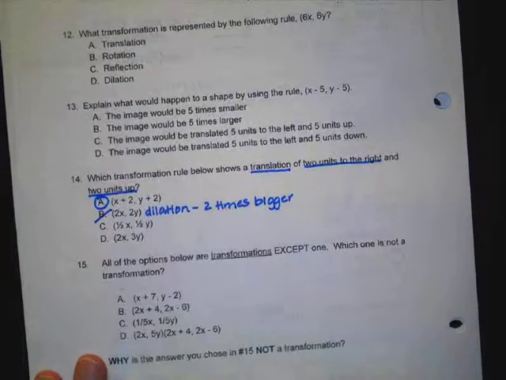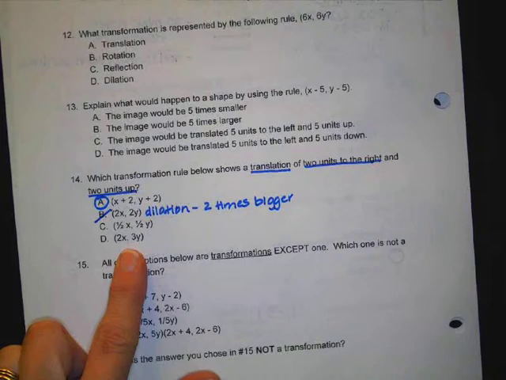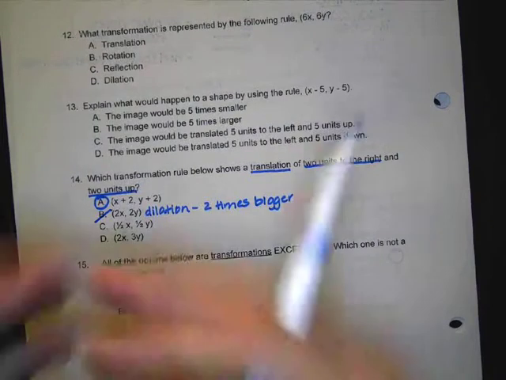What's happening to C? Smaller, which is a dilation. It is a dilation, and this one's getting smaller. It's half the size.